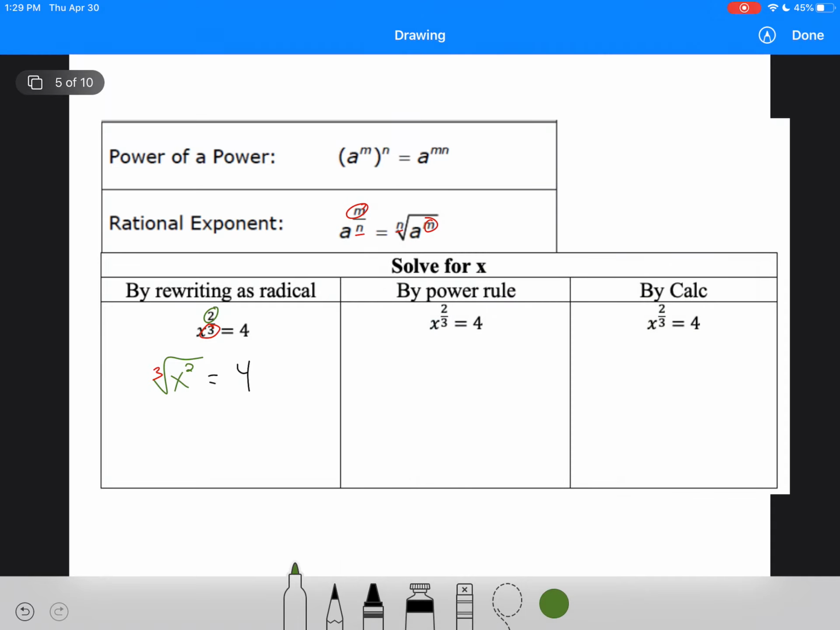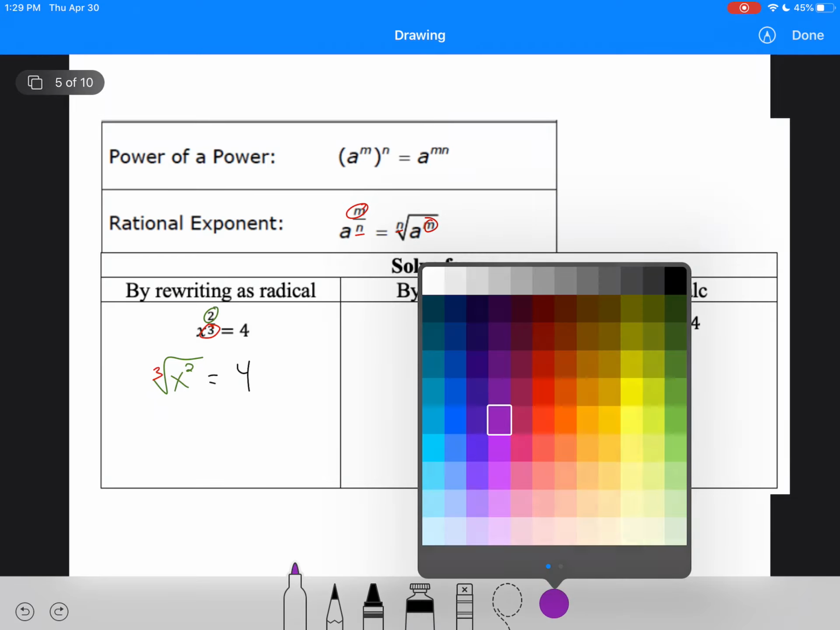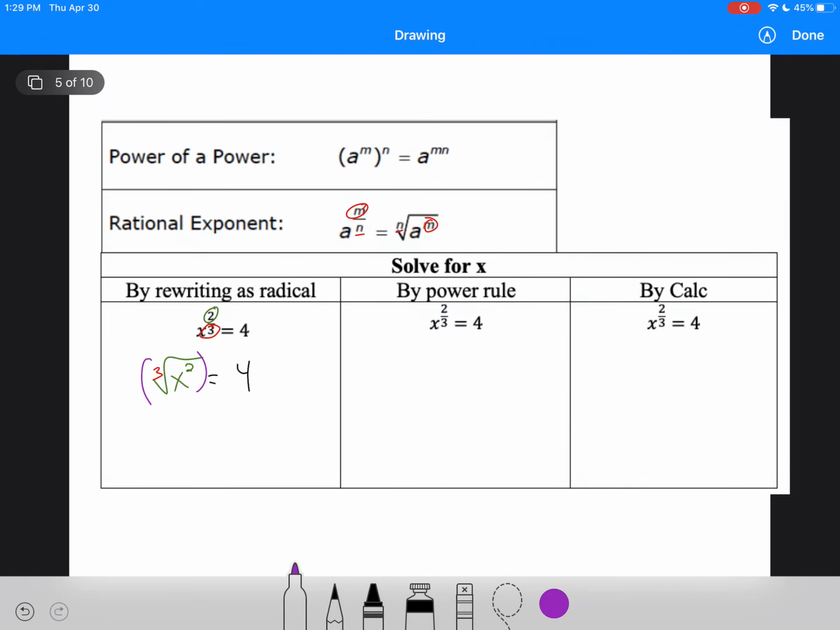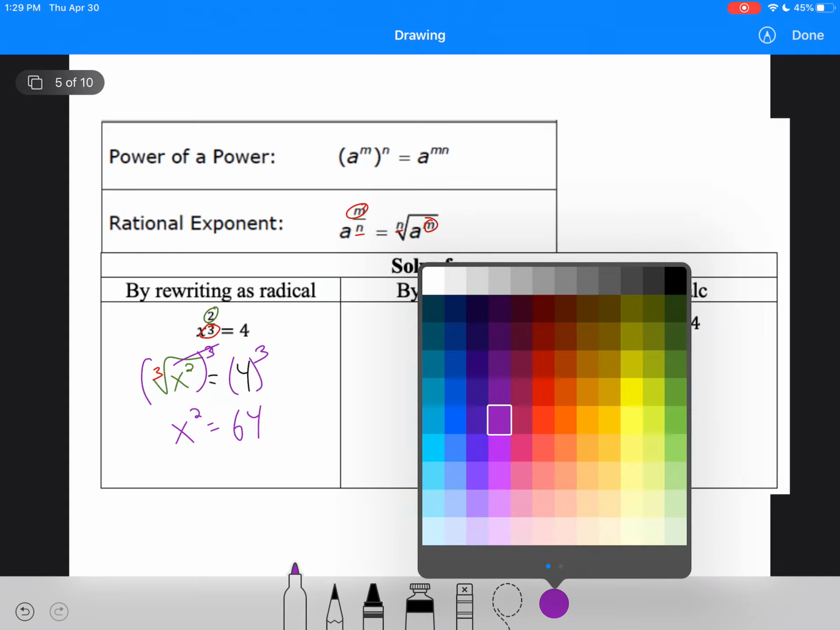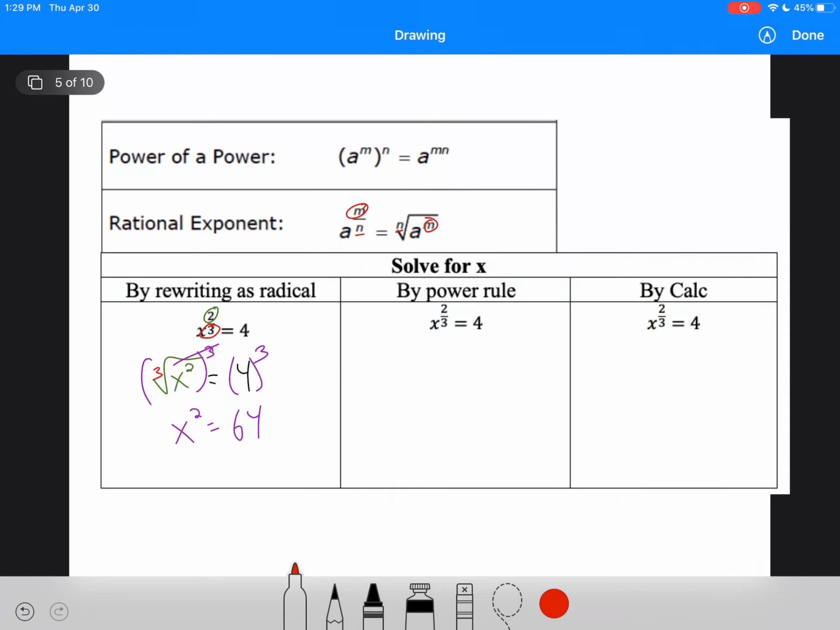So I'm just going to rewrite that as a radical and make that equal to 4. Then, if we wanted to solve this for x, we would get rid of this cube root out here first, and the opposite of cube root is to cube. So we would raise this to the power of 3. That will cancel that out. We'll be left with x squared equals 4 to the power of 3, 4 times 4 times 4, which is 64.